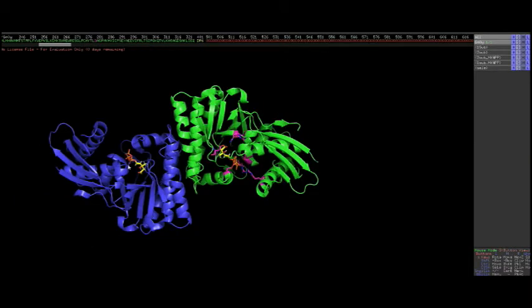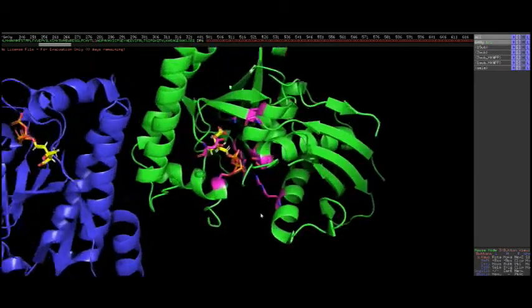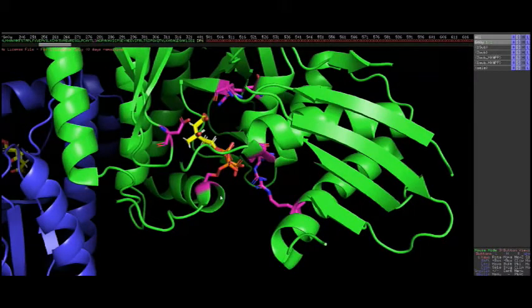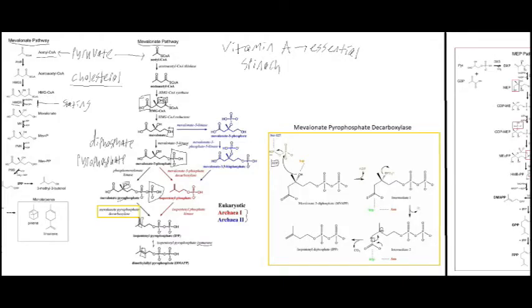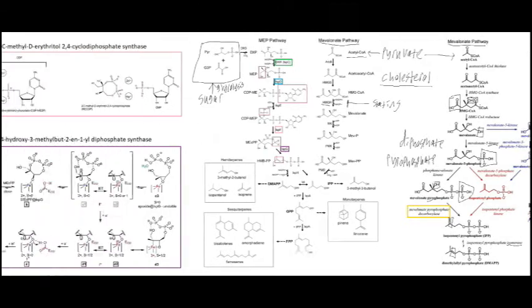And you can see here we have the substrate in the other protein in this dimer here. And so that is the structure and active site of the mevalonate pyrophosphate decarboxylase enzyme. And so if we go back here now, if we want to talk about this MEP pathway, which is a more recently discovered pathway for generating these species here, which are precursors to vitamin A, I'll go through those in a little bit more detail.